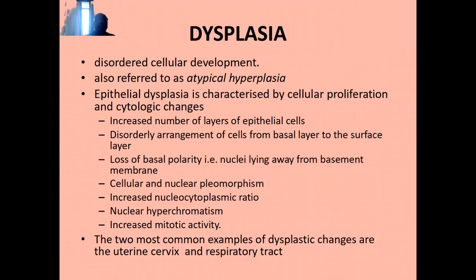Then we have dysplasia. Dysplasia is a disorder in cellular development, also referred to as atypical hyperplasia. Epithelial dysplasia is characterized by cellular proliferation and cytogenetic changes, resulting in an increase in the number of layers of epithelial cells, disorderly arrangement of cells from basal layers to the surface layers, loss of basal polarity, resulting in nuclei lying away from the basement membrane, cellular and nuclear pleomorphism, an increase in nuclear cytoplasmic ratio, nuclear hyperchromatism, and an increase in mitotic activity. The two most common examples of this change are the uterine cervix and the respiratory tract.